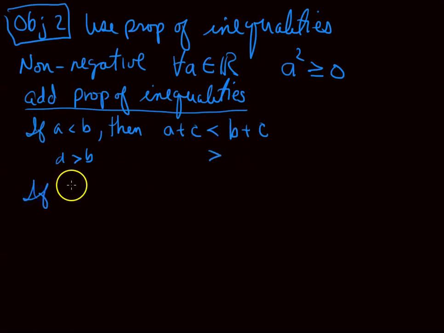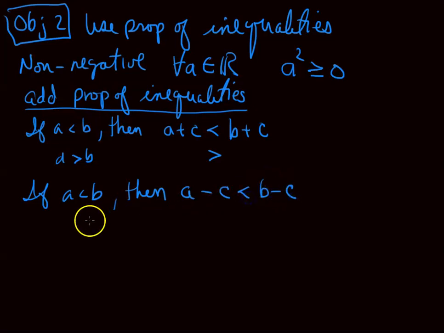Now, if a is less than b, and you subtract c from both sides, a minus c and b minus c, it still remains the same. So addition or subtraction does not change the direction of the inequality sign.